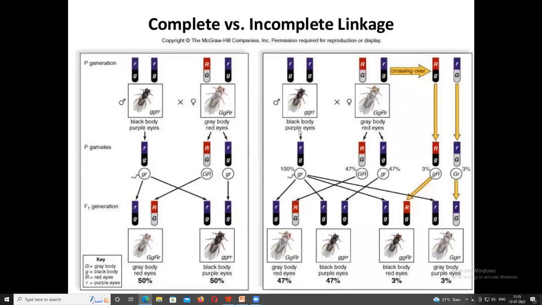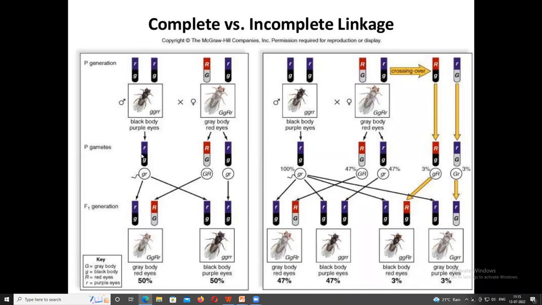Complete versus incomplete linkage. If there is complete linkage, what does it mean? Complete linkage means genes are going together. In other words, there is no crossing over. Am I clear? This is one parent, this is one parent. These two are gametes.